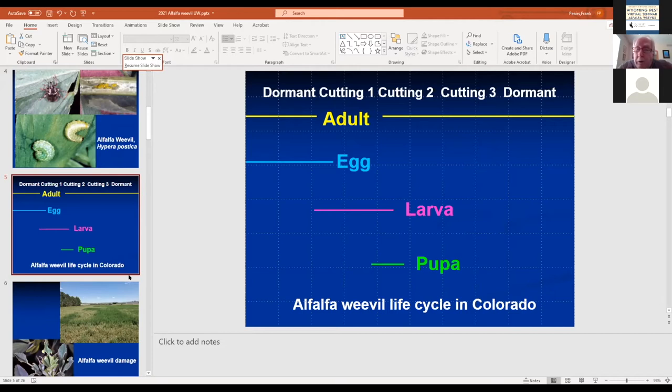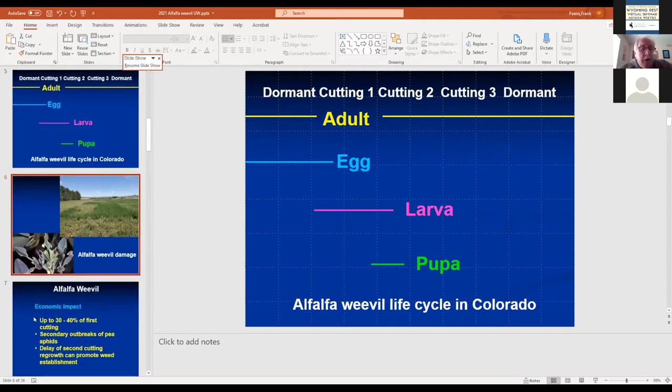On occasion, fairly rare occasion, we do see larval activity in late third or early fourth cutting, which raises the question as to whether or not we have two generations of alfalfa weevil here, but that's something that we've observed but have never really nailed down.